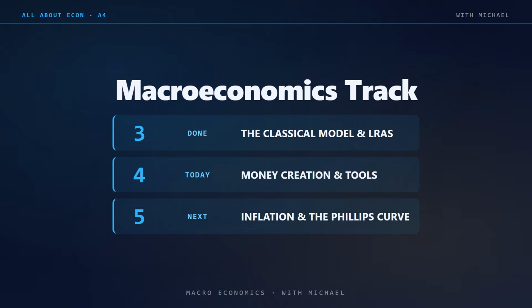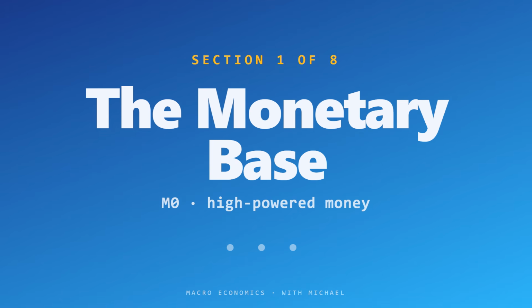Section 1. The monetary base. The foundation of all money in an economy is what economists call the monetary base, or simply M0. Think of it as high-powered money, the raw material from which everything else is built. It has two parts: the physical currency held by the public, the notes and coins in wallets and tills, and the reserves that commercial banks keep at the central bank. The central bank controls this base directly.